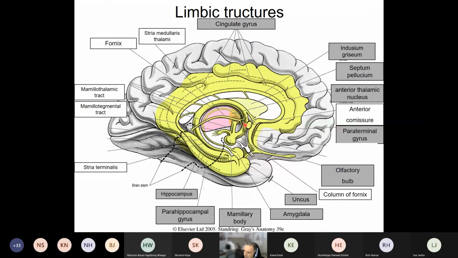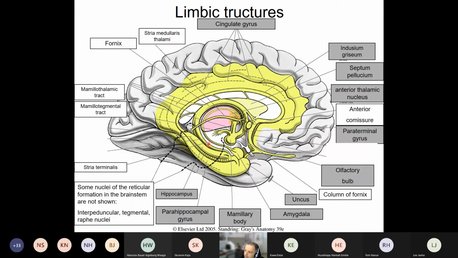And you are already familiar with the anterior commissure. That is a connection between the right and left hemispheres. It's a commissural pathway. It connects temporal areas, and also olfactory information is exchanged between the right and left sides of the brain.